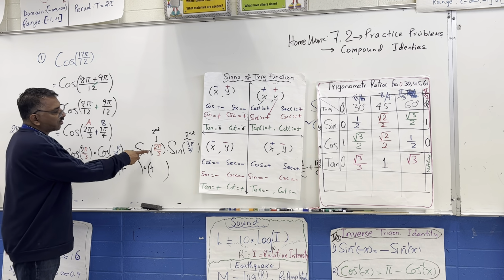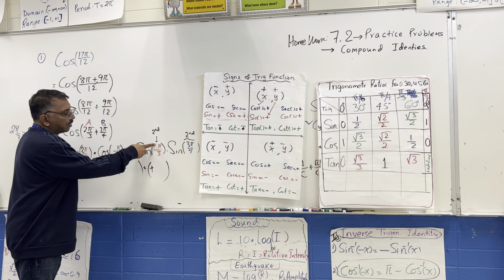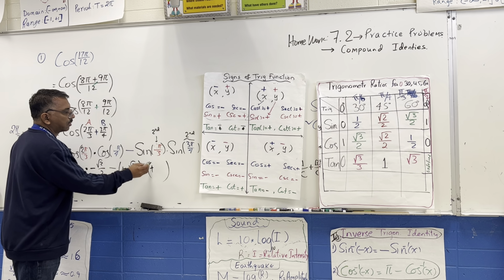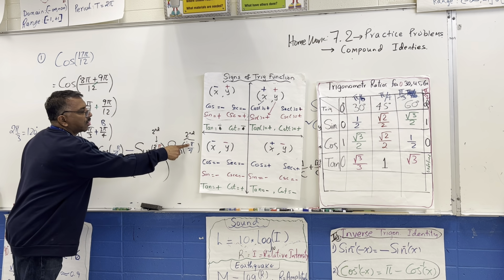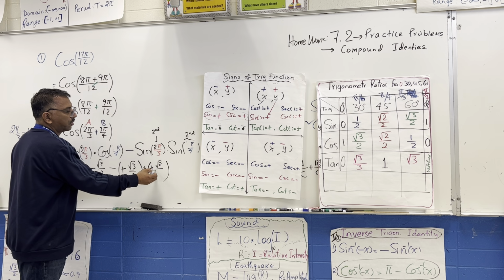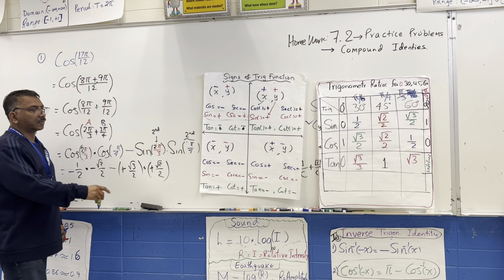So what is sine 60? I'll take off this 2 and just think of what is sine 60? Root 3 over 2. That's all it is. Okay? I'll put it back. Take off this 3 and it is like sine 45. Root 2 over 2. Yes or no? Okay.